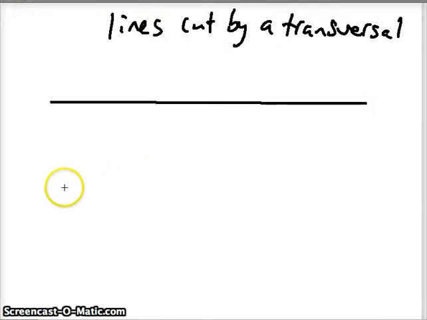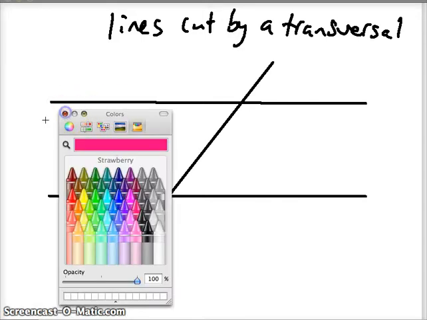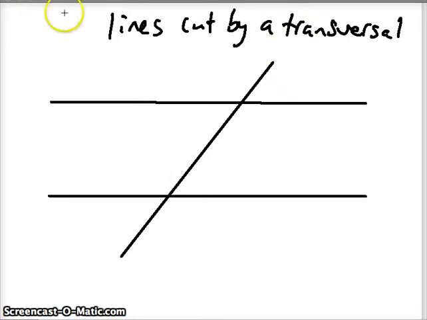Here's a line. Here's another line. And if I have a third line intersecting or crossing these two lines, that is called a transversal. It's just a fancy word for a line intersecting two or more other lines. So let's label it here. That one right there is called the transversal.